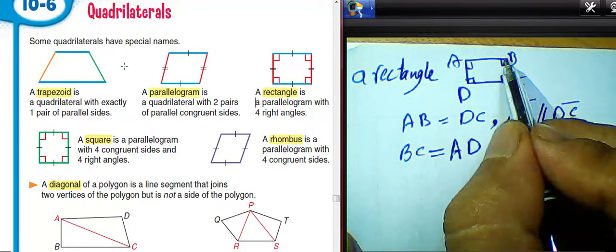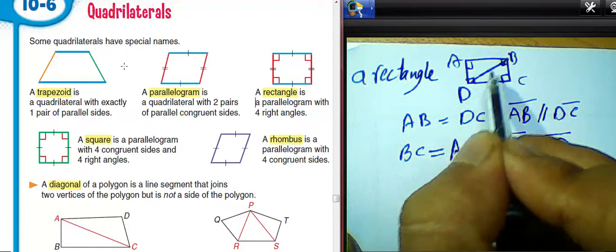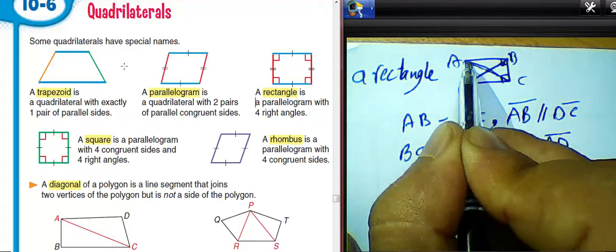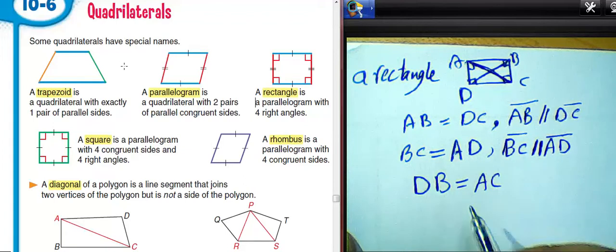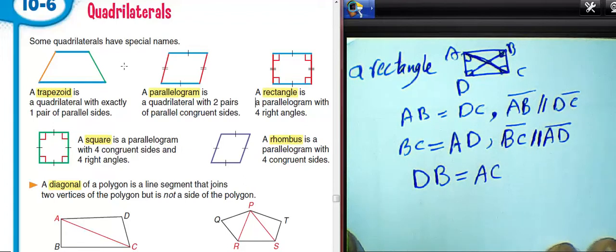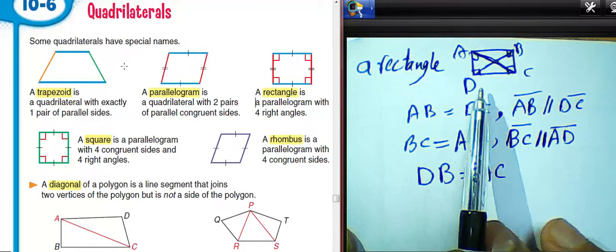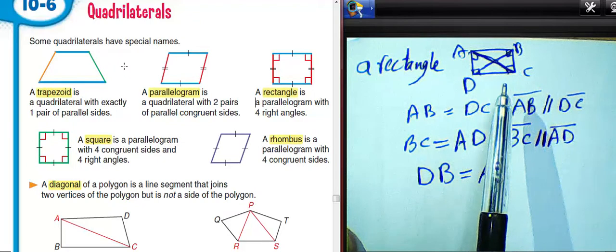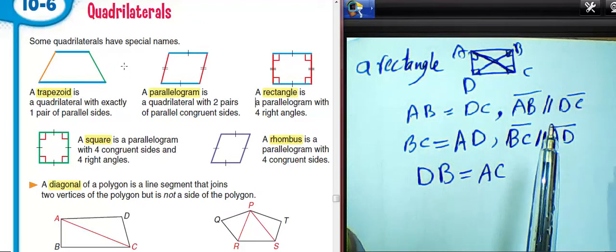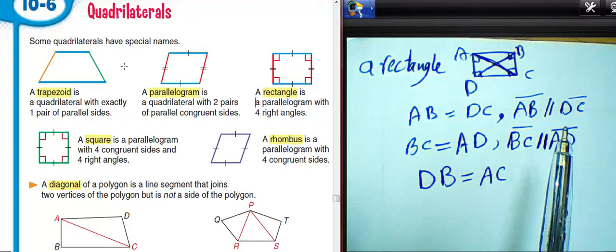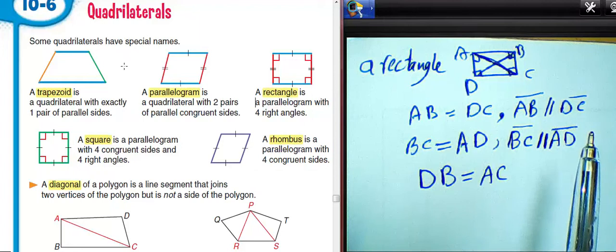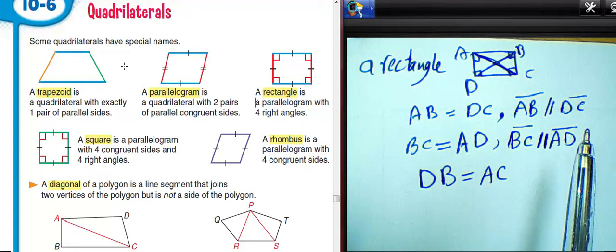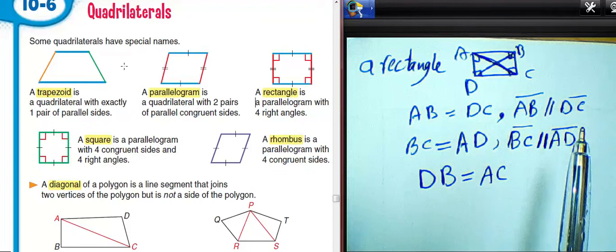And what about the two diagonals? DB equals AC in length. It is a rectangle. Okay, a rectangle is a parallelogram with four right angles. You must know the definition and the properties. A rectangle is a parallelogram with four right angles.